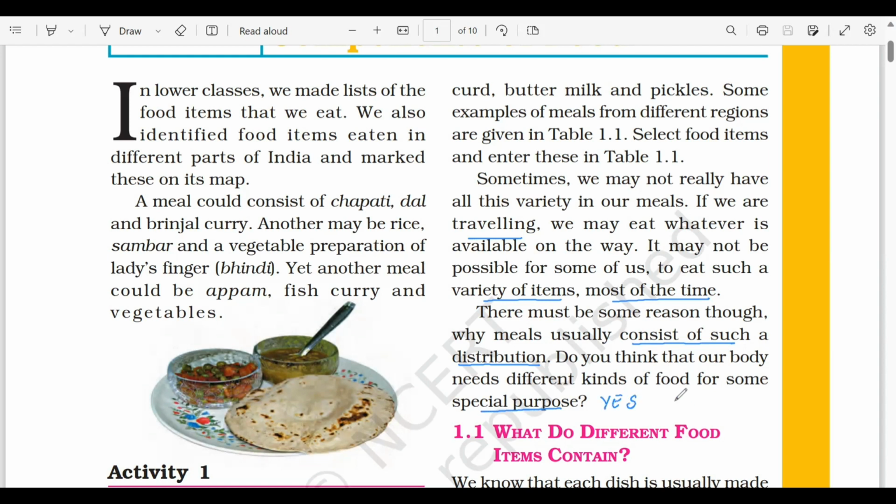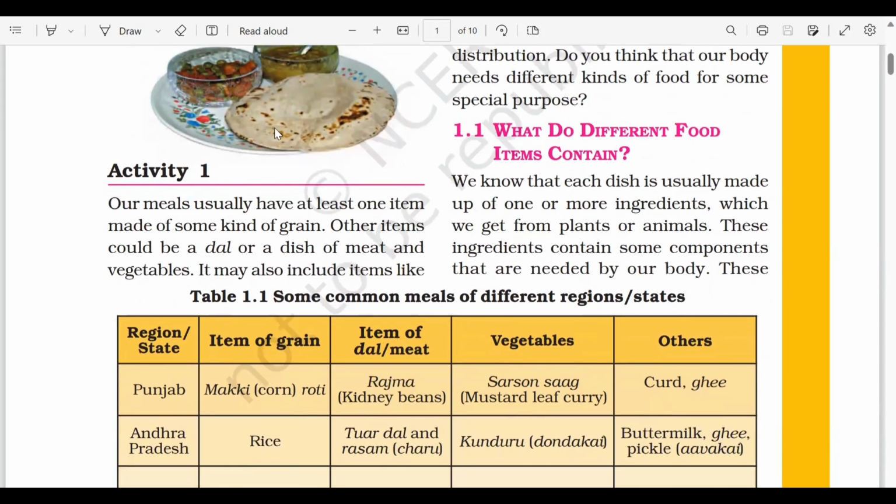We are having food that is made up of different components, and each item of the food contains nutrients. Okay, so that we are going to learn now. What do different food items contain? So we know that each dish is usually made up of one or more ingredients.